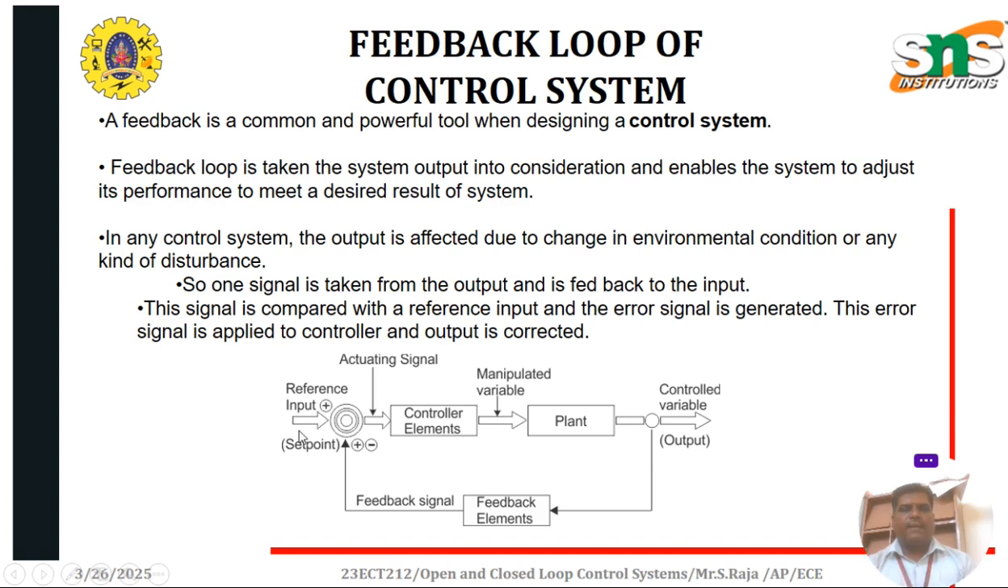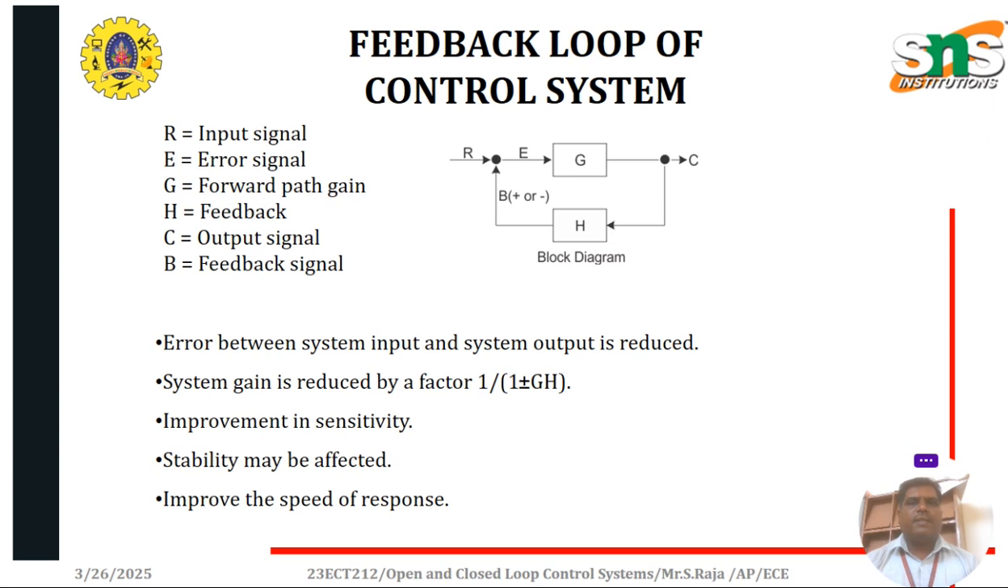If you see this figure, the input is given to the controller element, the controller element will manipulate variables, then it is given to the plant and the plant gives the output. Some part of the output is taken and given to the feedback element, and this is combined with the reference input. The reference input means the original input signal minus the feedback signal. Depending upon the value, it may either increase or decrease the value. So this is a good example of a feedback control system.